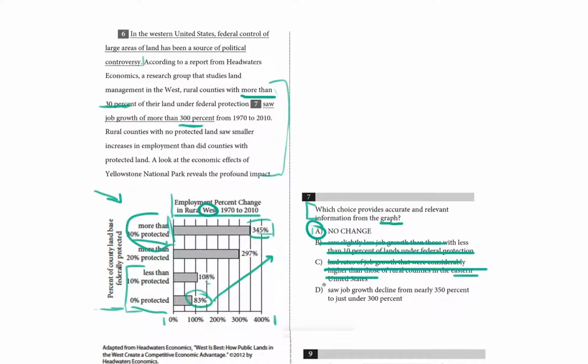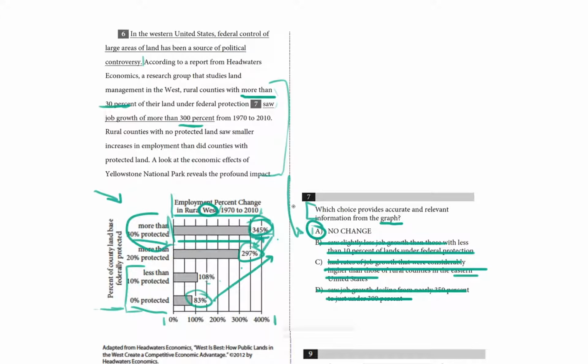Choice D, the counties with more than 30% of their land under federal protection, saw job growth decline from nearly 350% to just under 300%. If you were not reading the graph closely, it would be possible to choose D as a mistake. But we're not looking at job growth decline. This is the amount of job growth that occurs in a bunch of different counties during a specific period. All of these employment percent changes are positive and referring to different counties. So this is not true. That's just comparing two different classes, the more than 20% and the more than 30%.